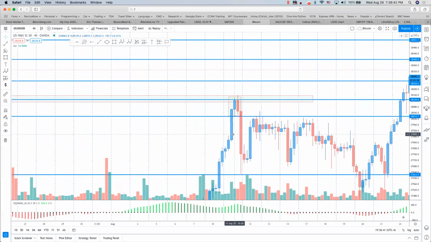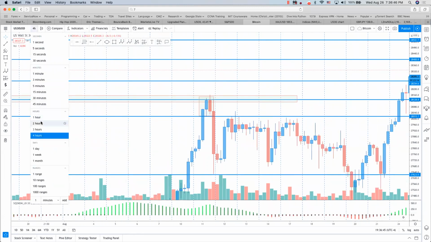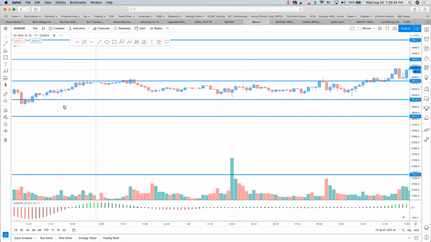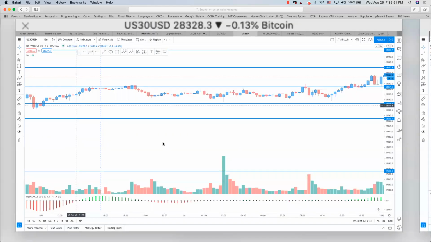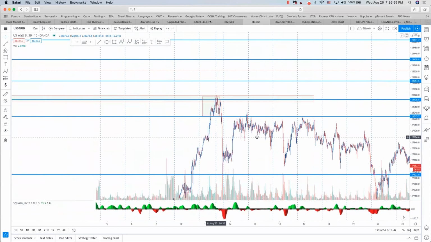So once we realize this from the 4-hour perspective, we can drop down to the 15-minute, right back where we were. Hold on. This is where we get our entry, right?